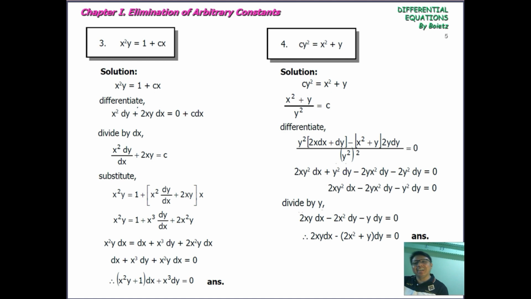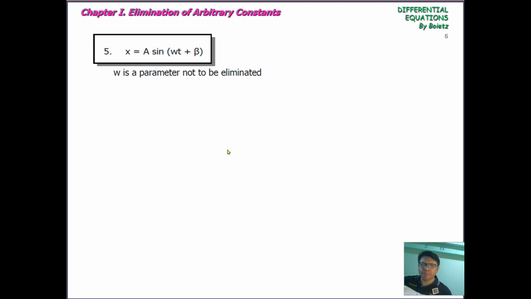Okay, anyway, sige, punta tayo sa susunod. Okay, eto, bago. Number 5, bagong-bago, ibang-iba.